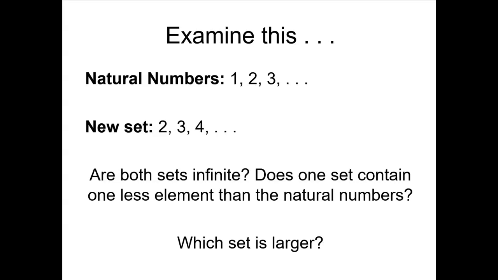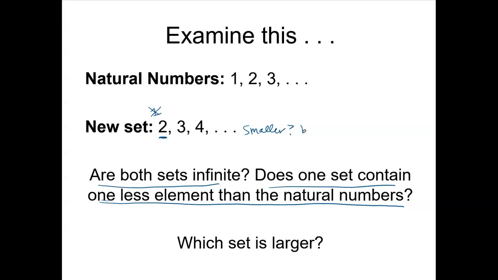We've got the natural numbers 1, 2, 3, 4, 5, 6, 7, 8, and then we get a new set where we have forgotten about 1. We start at 2. Are both of these sets infinite? And does one set contain one less element than the natural numbers? Because I got rid of 1 here, is this set smaller? Is it smaller by 1? Are they both infinite? Pause the video here and jot down some predictions of what you think could happen, how these two sets compare, and then press play as we continue on.